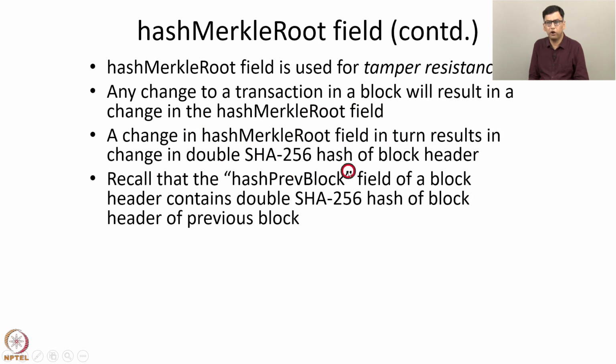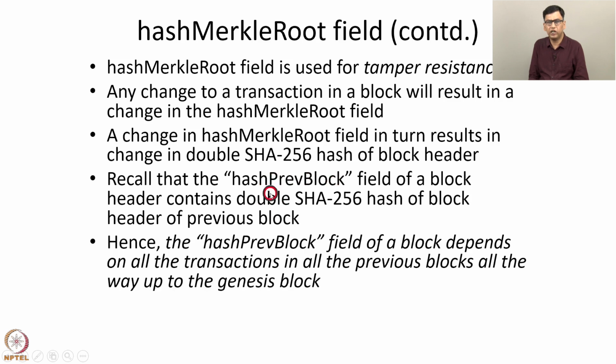Recall that the hash previous block field of a block header contains the double SHA-256 hash of the block header of the previous block. We mentioned this during our discussion of hash previous block. So hence the hash previous block field of a block depends on all the transactions in all the previous blocks all the way up to the genesis block. So if any one of the transactions in the blockchain is changed, then the hash previous block field of all subsequent blocks will change. So that is the reason the blockchain has the property of tamper resistance.